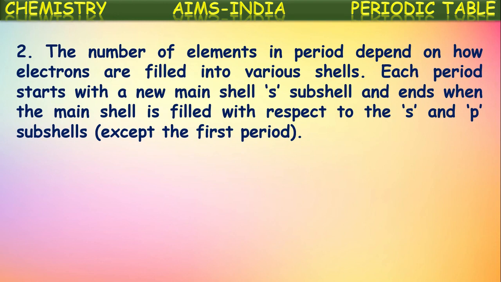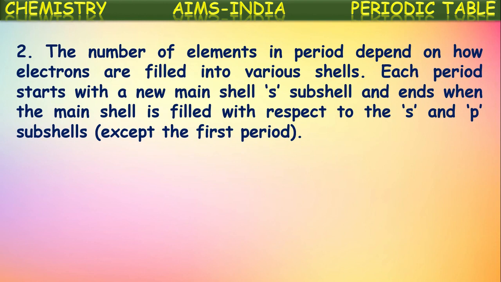Next, the number of elements in a period depends on how electrons are filled into various shells. So how many elements are there in each period? It depends upon how electrons are being filled into various shells of the elements. We know the first period contains two elements. Why is it two? That we are going to see now. Each period starts with a new main shell, s subshell, and ends when the main shell is filled with respect to s and p subshells, except the first period, because in the first period only the s subshell is being filled.